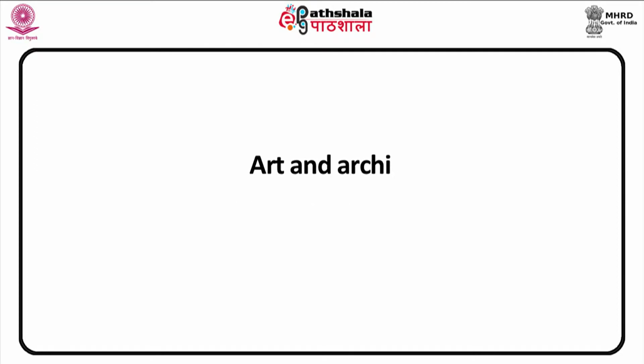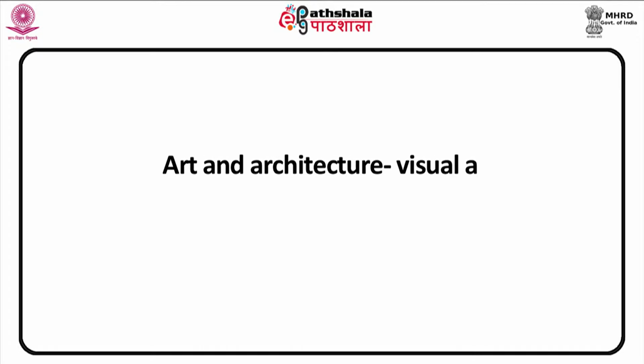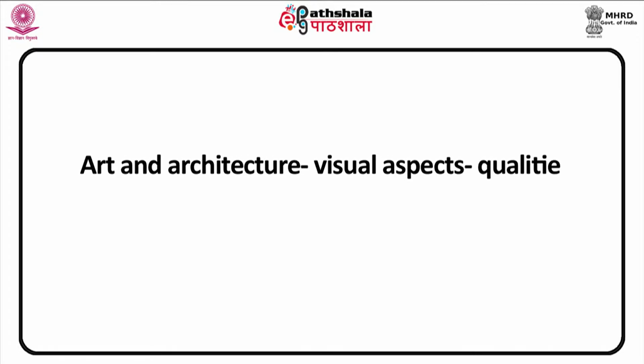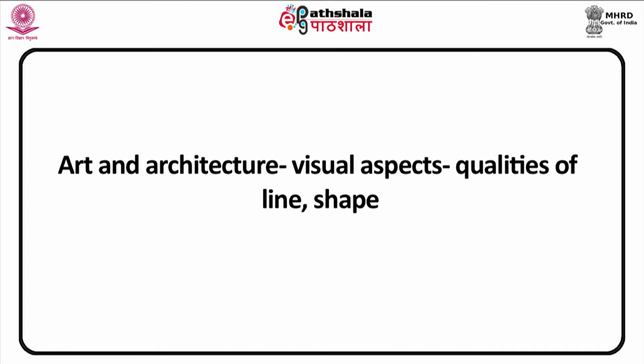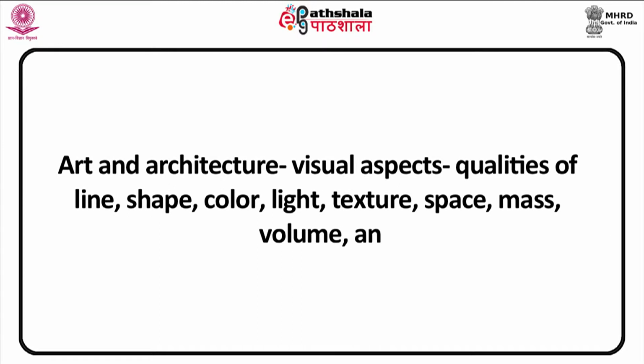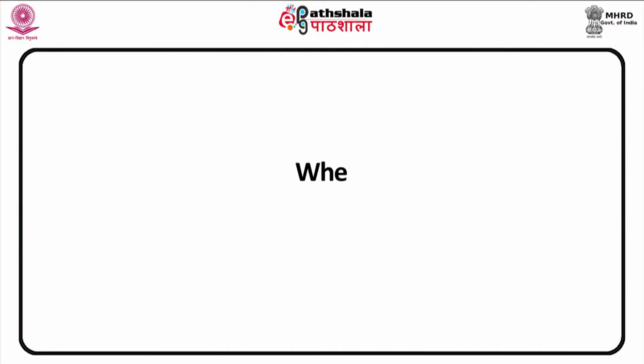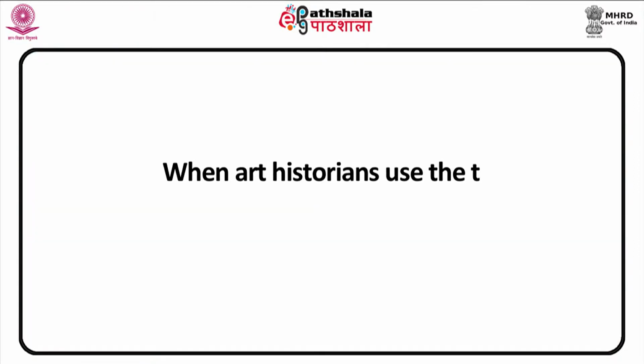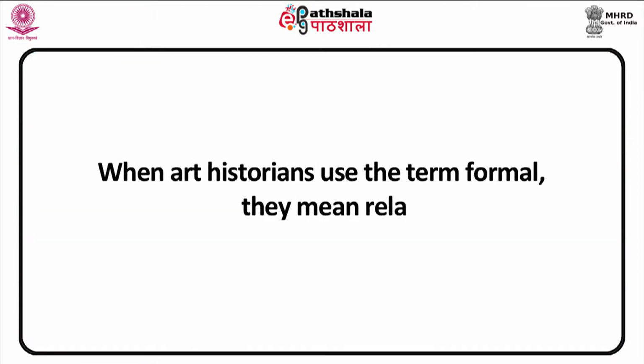Referring to purely visual aspects of art and architecture, the term form encompasses qualities of line, shape, color, light, texture, space, mass, volume and composition. These qualities are known as formal elements. When art historians use the term formal, they mean relating to form.